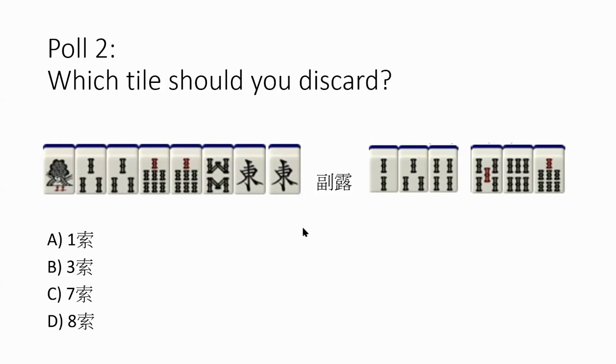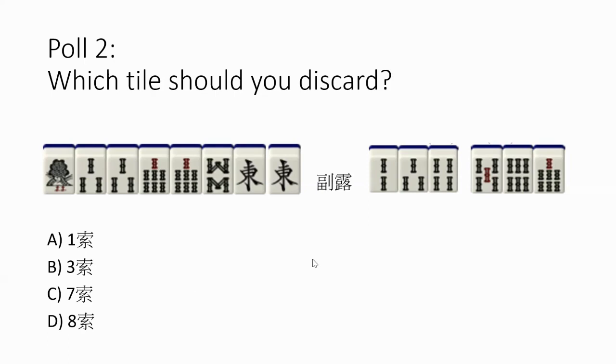Okay, so I have just launched a vote over here, and you should be able to do the voting right now. And in this case, we have altogether 4 options, which is 1索, 3索, 7索, and also the 8索. So you may want to try and do a little bit of counting and see what will be the number of the tiles that we would be waiting for when we discard 1索, 3索, 7索, or 8索 subsequently. Essentially we are trying to count for what will be the 有效牌數.